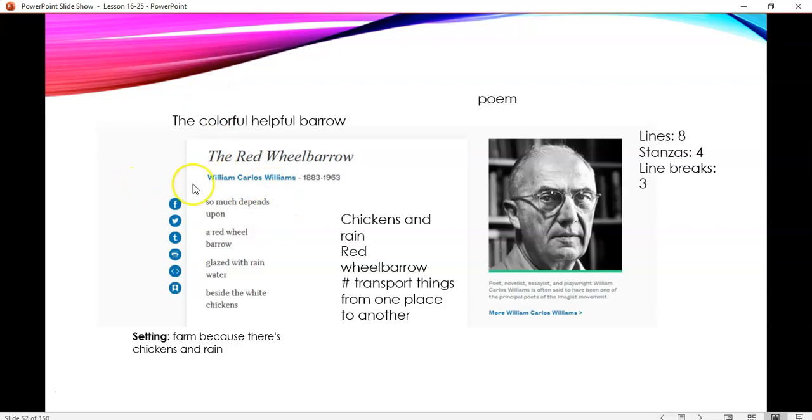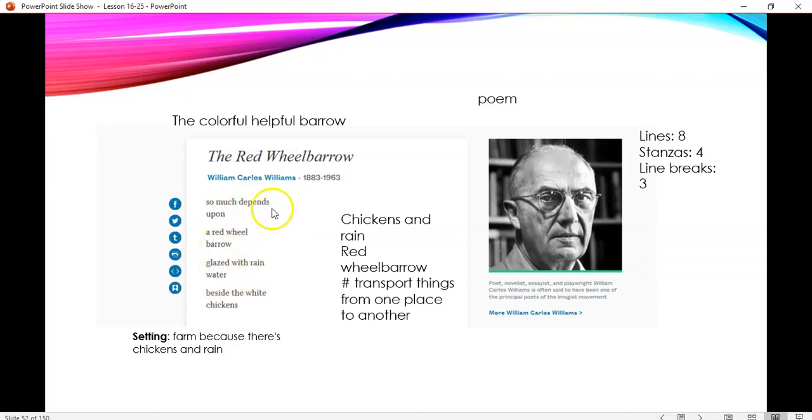So much depends upon a red wheelbarrow glazed with rainwater beside the white chickens. No, right? He's not telling us his feelings, or he's not expressing his feelings. What about free verse? So for free verse, remember, we have to see if anything rhymes. Depends and upon. Do any of those 2 words rhyme? No. What about wheel and depends? Does that rhyme? No. What about wheel and upon? No. What about barrow and depends? Does not. What about barrow and upon? No. Barrow and wheel? No. So far we have a free verse.